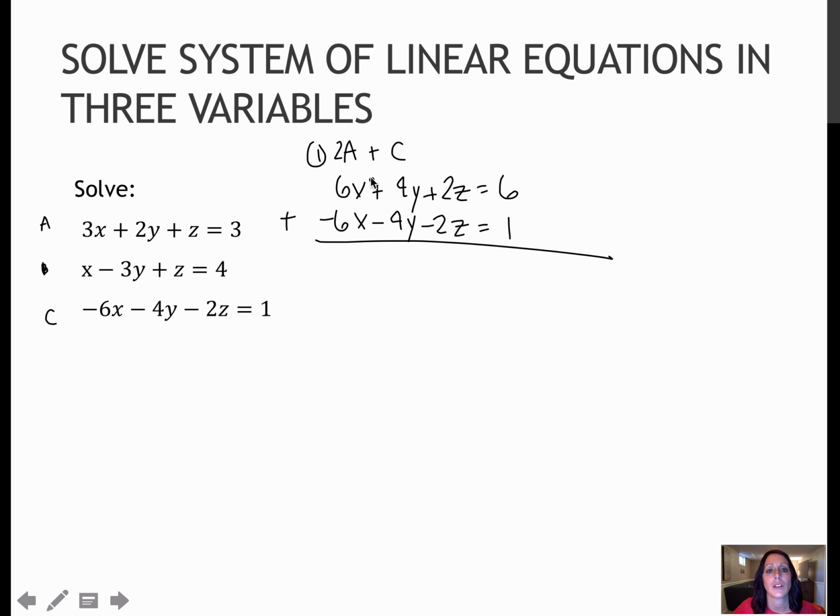Adding these together, those cancel, those cancel, those cancel. I get 0 is equal to 7, which of course is false, which means this is going to be a no solution. A no solution question. Remember, the fancy term for that when it's no solution is inconsistent.